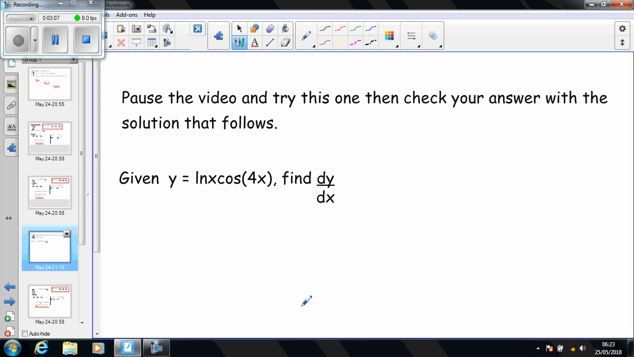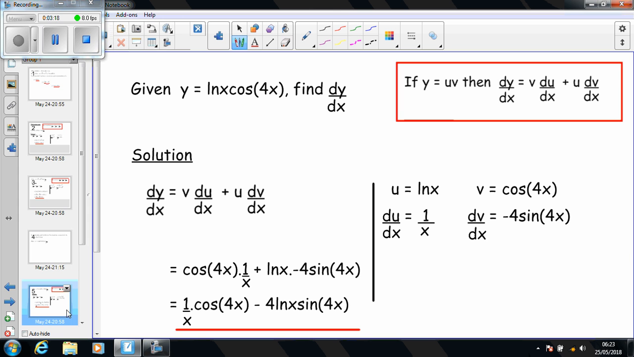Pause the video and try this one, and then check your answer with the solution that follows. So y equals log x cos 4x, find dy/dx. Here's the solution that you should have got. If you didn't get it, just work through it carefully now and try again.